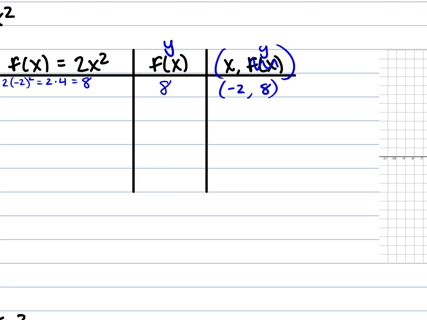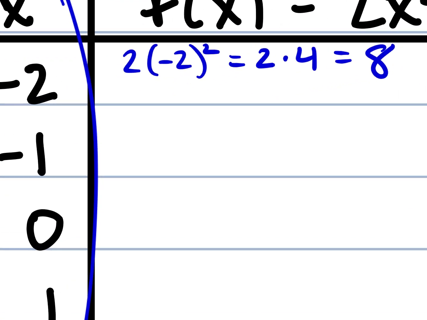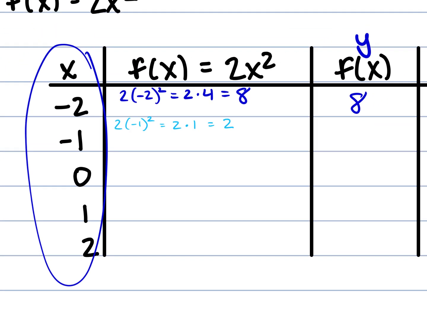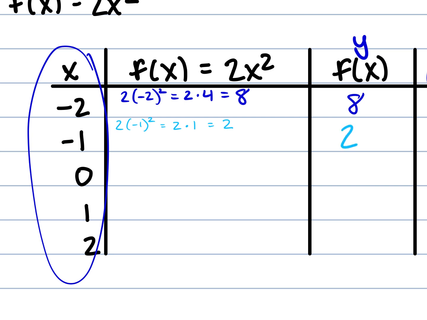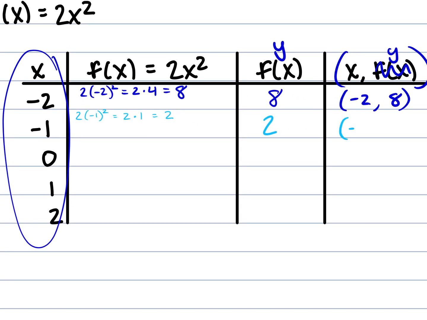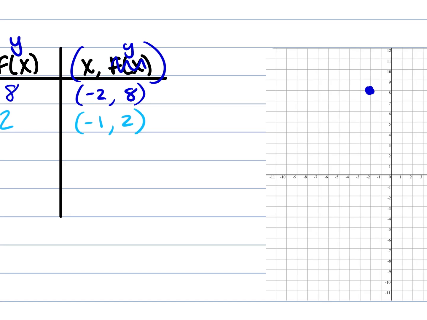Next, let's plug in -1. So 2 times -1 squared. What's -1 squared? 1. -1 times -1 would be +1. And 2 times 1? 2. So we plugged in -1 and we got 2 as our y. So our point would be -1, 2. So let's put that on our graph. We're going to go to the left to -1 and up 2.